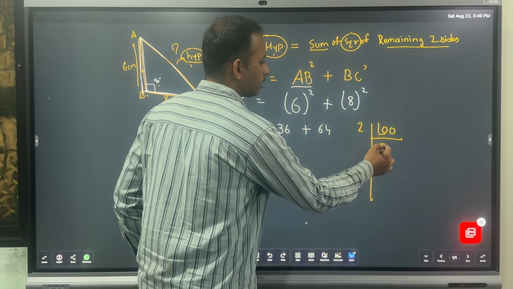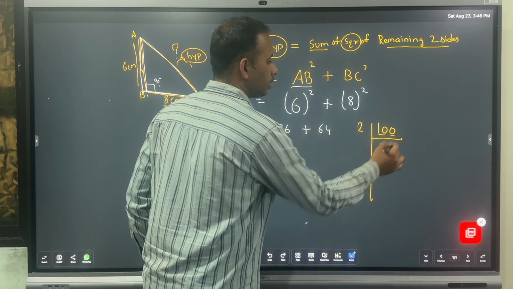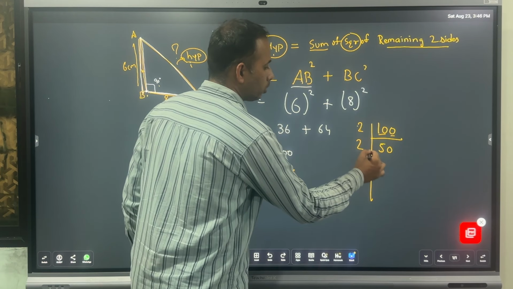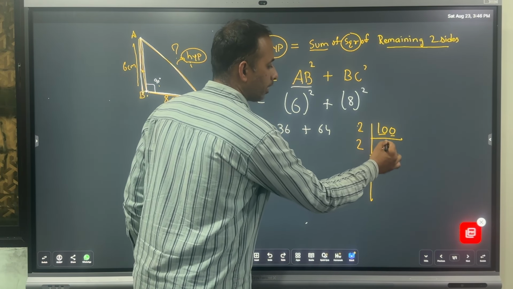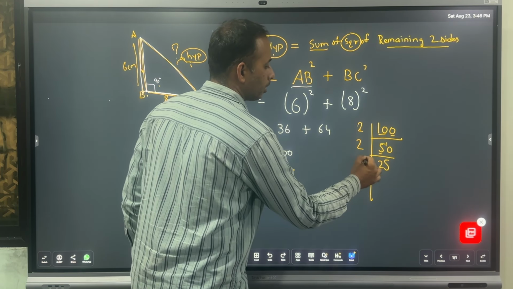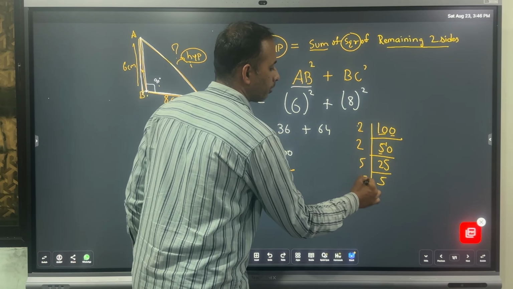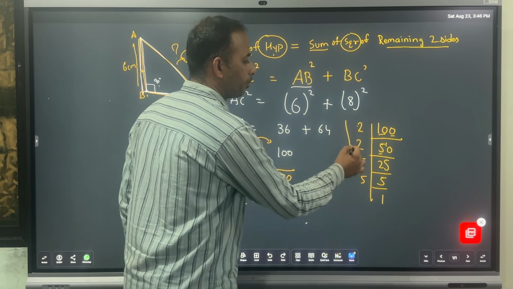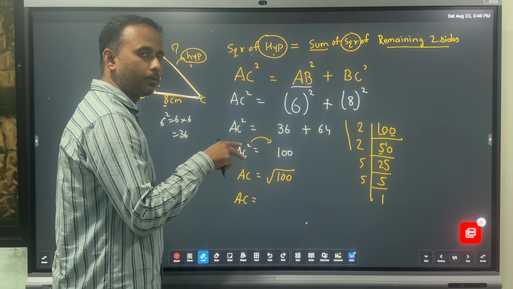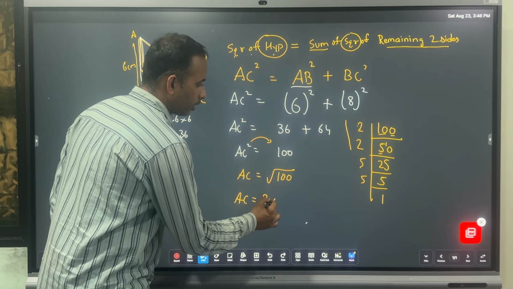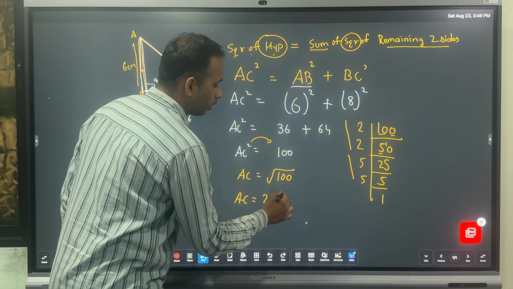Okay, 2 5s are 10, 2 zeros are 0. Again I am going with 2 2s are 4, 1 is remaining, 2 5s are 10, 5 5s are 25, 5 1s are 5. So out of a pair, how many times do we multiply? Only once. Out of a pair you have to multiply only once.